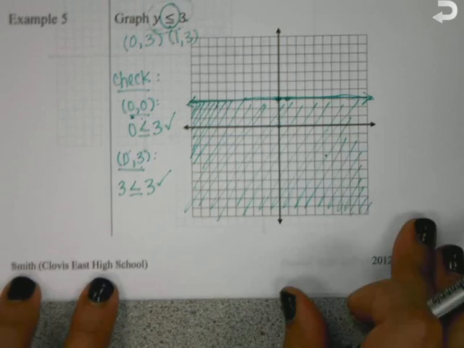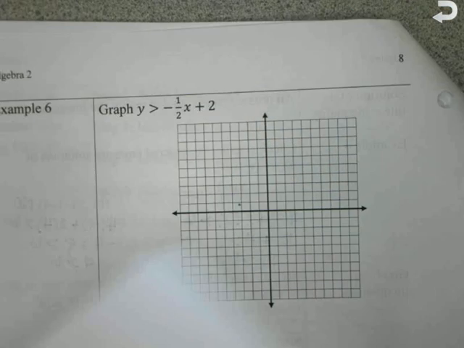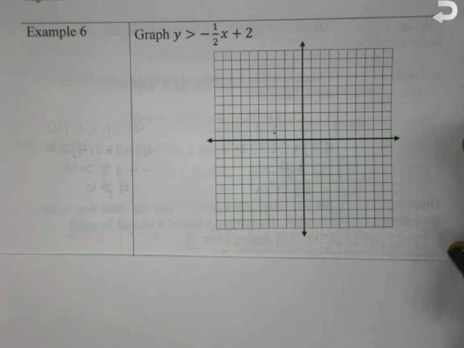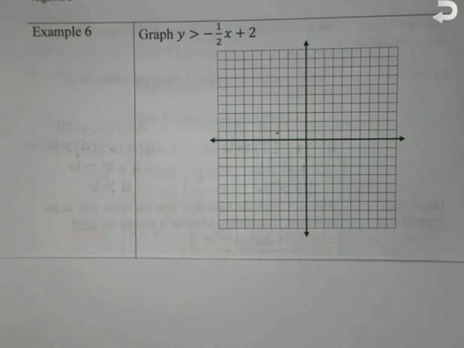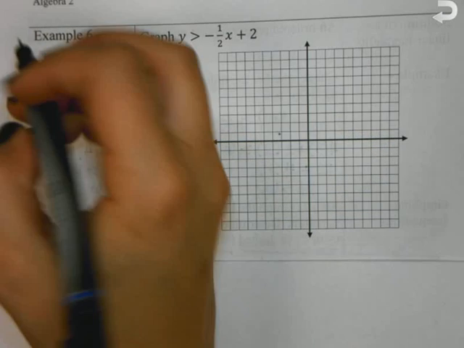So, example 6. Graph y greater than negative 1/2 x plus 2. Is this slope-intercept form, y equals mx plus b, standard form, or a special case? It's y equals mx plus b, right? Or slope-intercept. So I'm just going to write that off to the side just so that we remember that that's kind of what it looks like. Slope-intercept or slope-int.